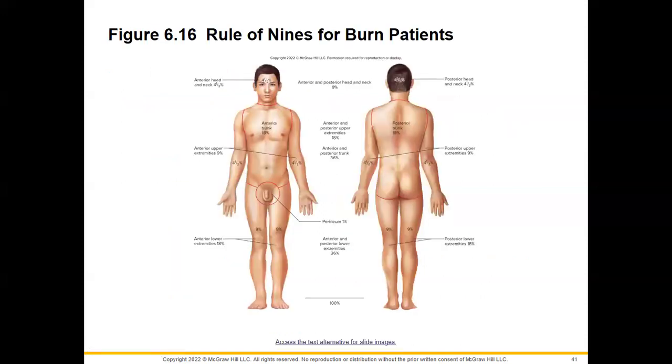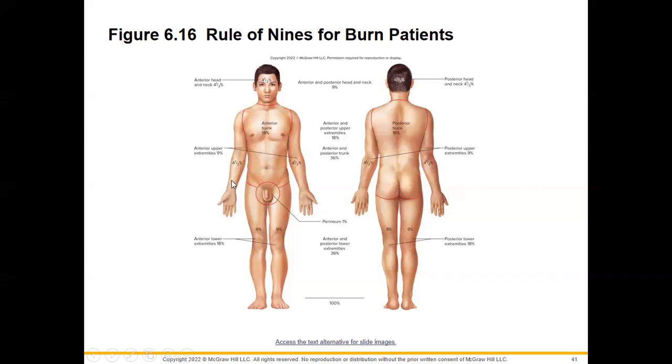So here is what the rule of nines looks like. The anterior portion of the head and neck is considered 4.5%. The posterior portion of the head and neck is 4.5%. So put together, the anterior and posterior portions of the head are 9%. So if the head, anterior and posterior, is burned, then that's 9% of the body being burned. The posterior trunk is 18%, so 9 and 9. The anterior trunk is 9 and 9, so that's 18% of the body.